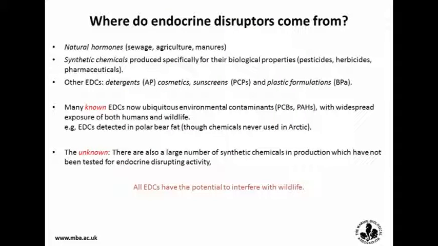Just to put this into context, I think for the catchment-based people, where do these chemicals come from, the endocrine disruptors? Well, they come from sewage, but also from agricultural sources. Basically, any vertebrate produces a lot of these hormones. Synthetic chemicals can mimic their activity, and other endocrine disrupting chemicals are widespread, including detergents, plasticizers, and a lot of ubiquitous contaminants also have endocrine disruptive effects.